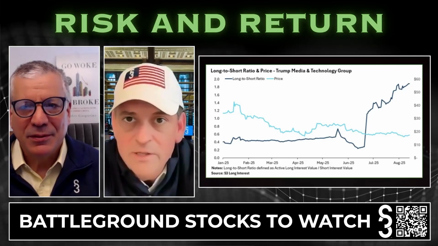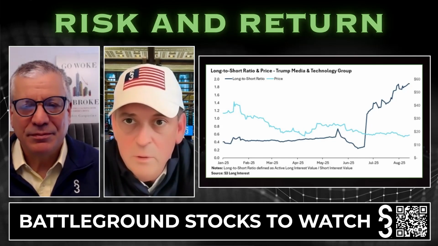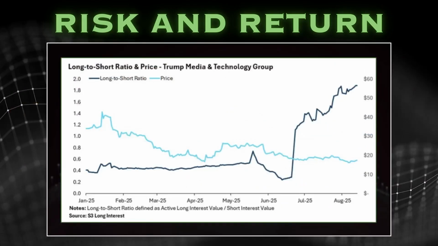Right. So you can see on the chart, the blue line is the long-short ratio. What do we see? We see the institutional longs have piled into this stock. It's two or three times the short interest now, which was not always the case. Short interest was actually higher over time.